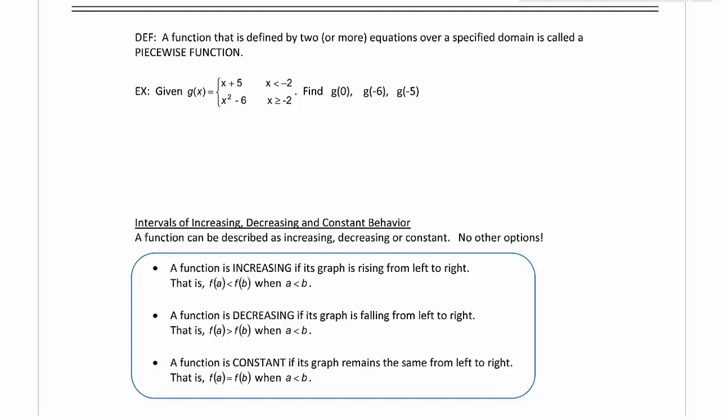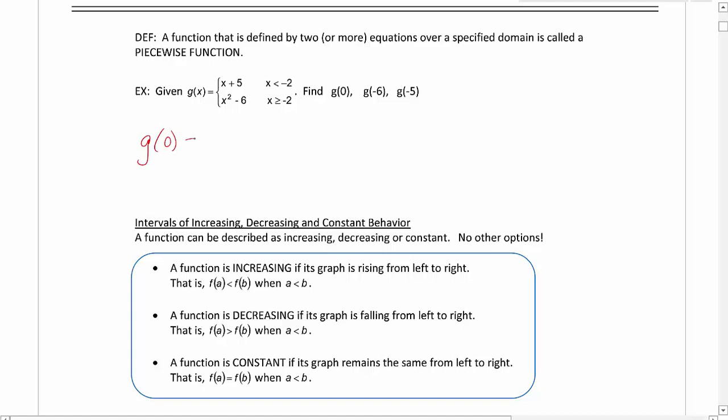So we always actually look to the x first to determine which function we are going to use. So we look over here and see which category the x value we're talking about falls in, and then we'll use the corresponding function to the left. So we want to find g of 0.